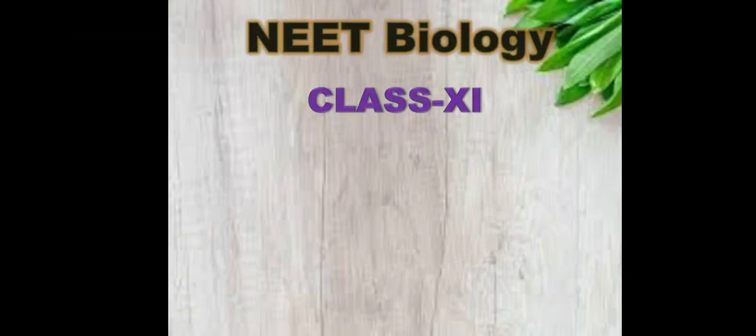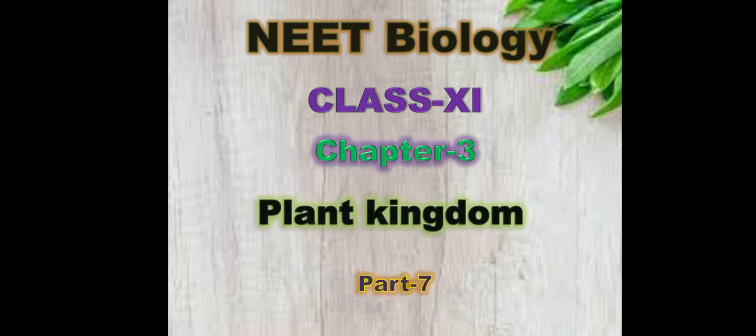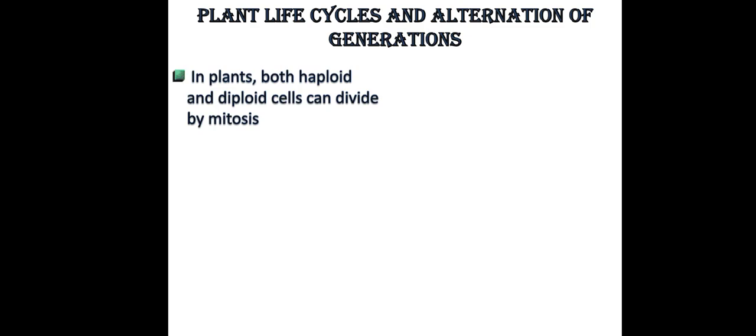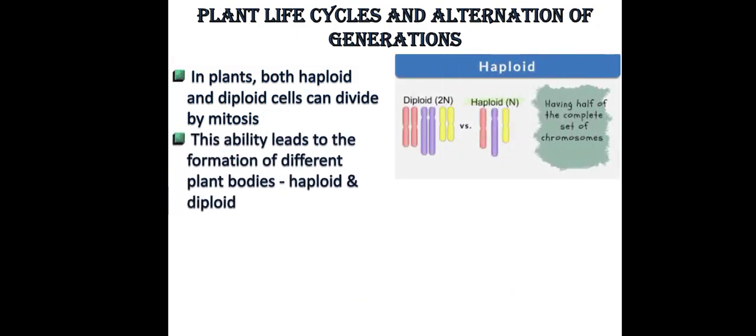Welcome to Reads Biology. Today we will discuss the seventh part of plant kingdom, and the topic is plant life cycles and alternation of generations. In plants, both haploid and diploid cells can divide by mitosis, and this ability leads to the formation of different plant bodies, the haploid and diploid.